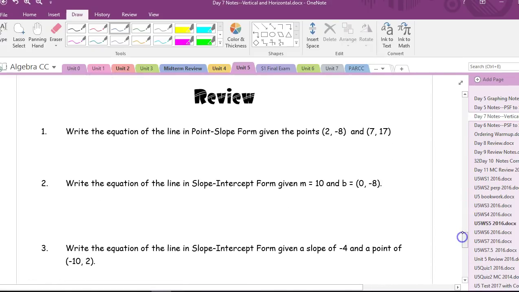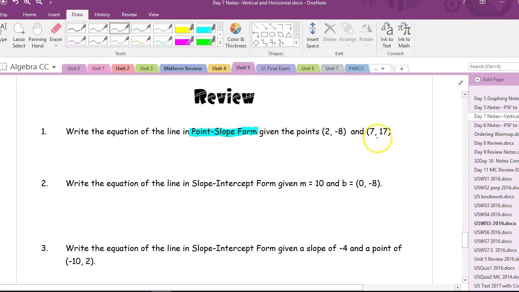All right, so the last thing we're going to do is a little review, just to make sure we remember all of the stuff that we've been doing before this. So the first thing we're going to do is write the equation of the line in point slope form given these points. Notice they tell you what form you want, which means automatically we're not dealing with horizontal and vertical lines. You can tell because none of the x's match up, none of the y's match up. So this is just a normal sort of situation.